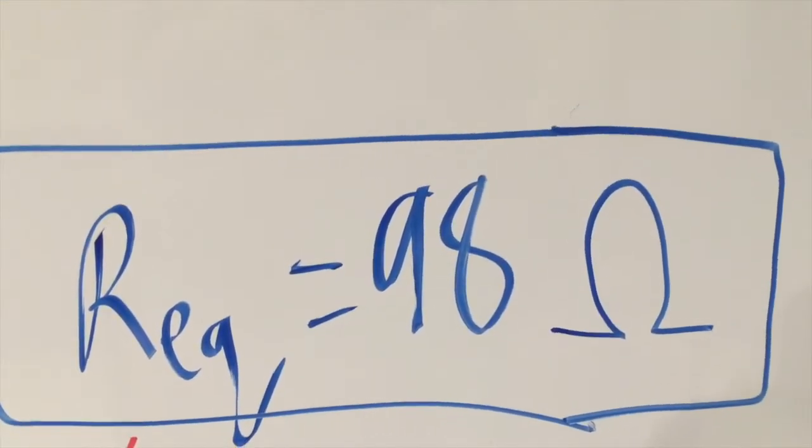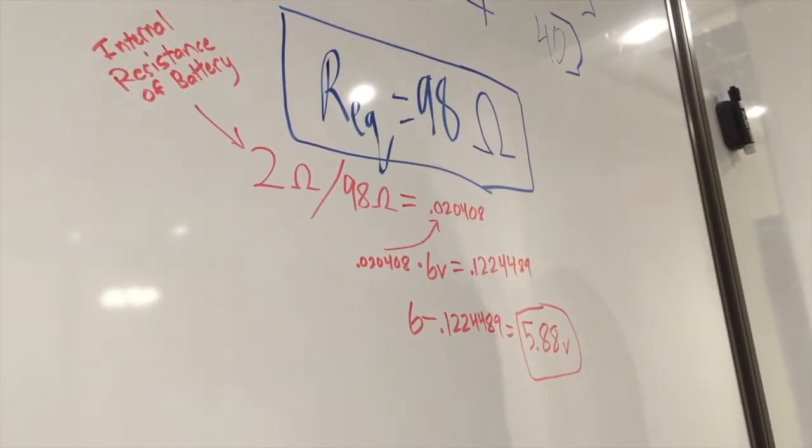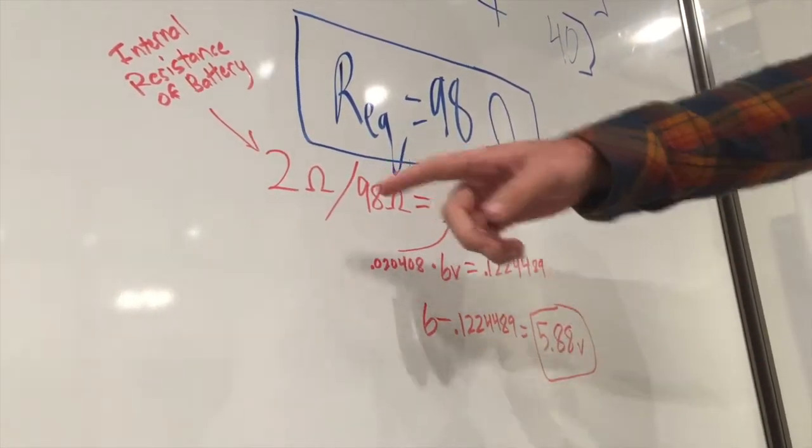resistance of 98 ohms. So now that we have the equivalent resistance, it's given to us that the internal resistance of the battery is 2 ohms.